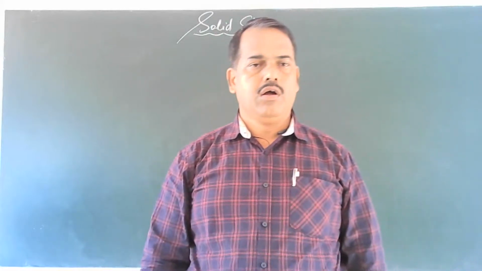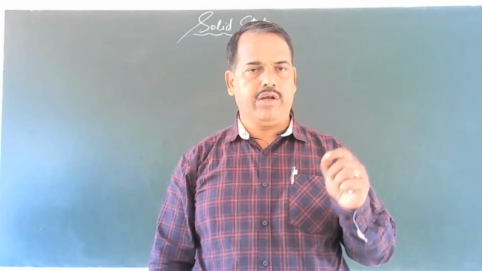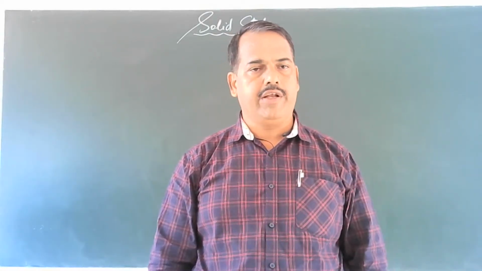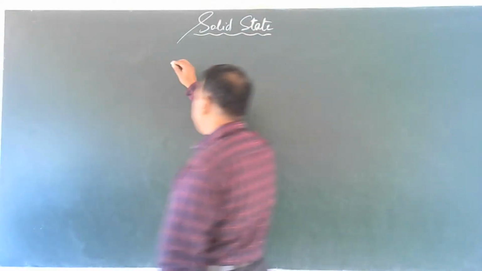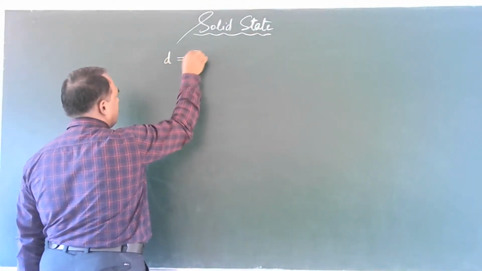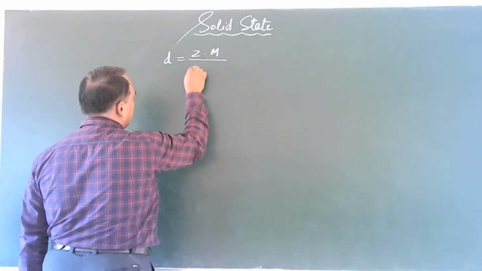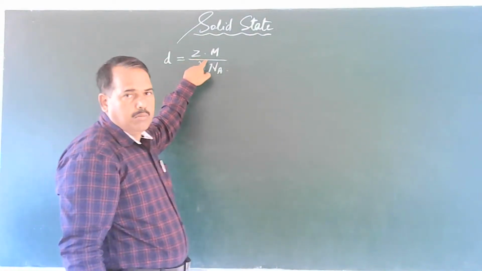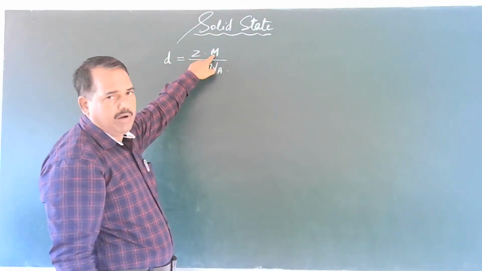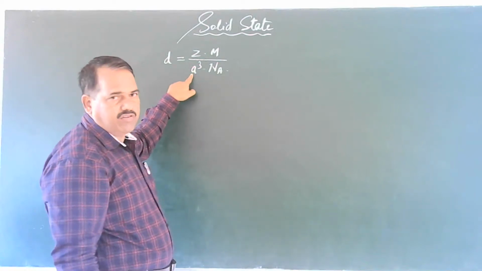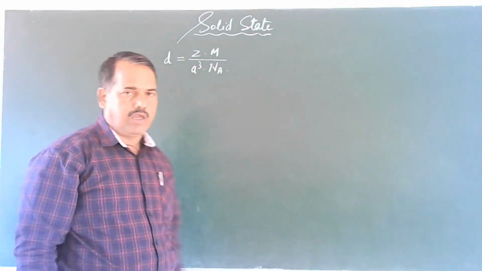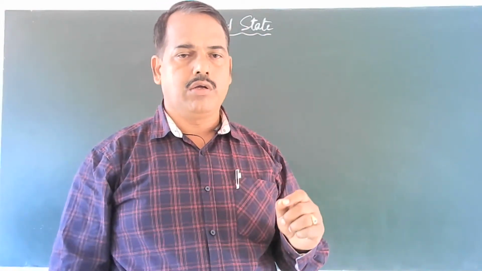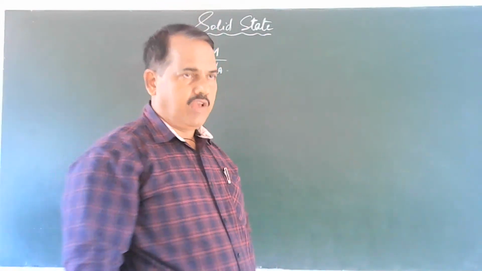In the previous class, we discussed how to calculate the density of a solid. The density of a solid can be calculated using the formula D = Z × M / (a³ × N_A), where Z is the number of atoms, M is the molar mass of the solid, a is the edge length, and N_A is the Avogadro number. So you can work out another problem.